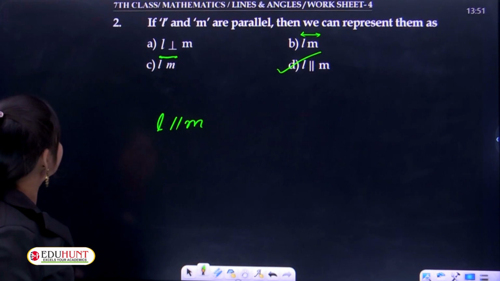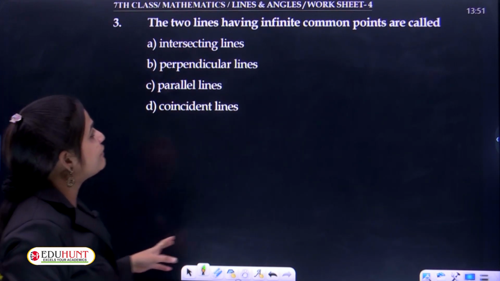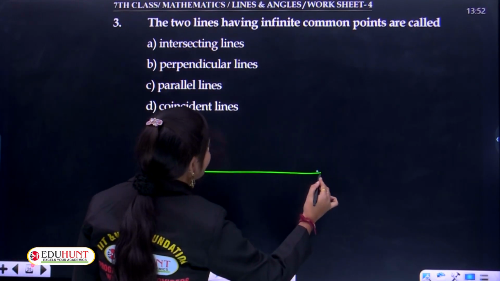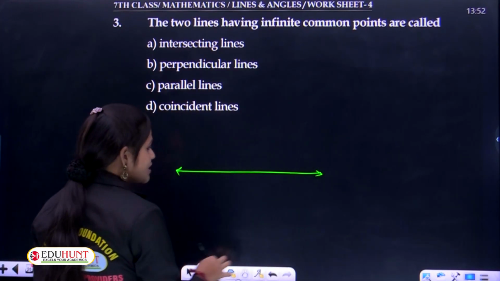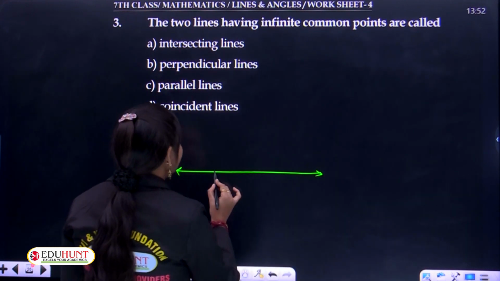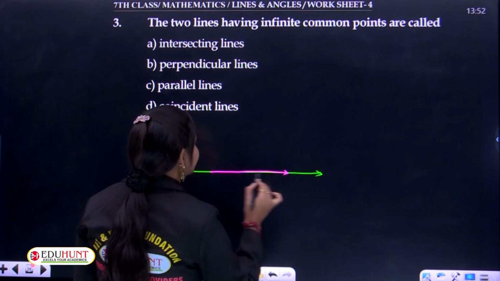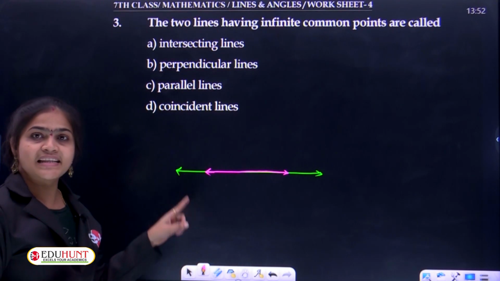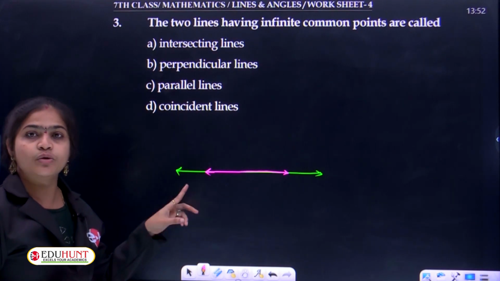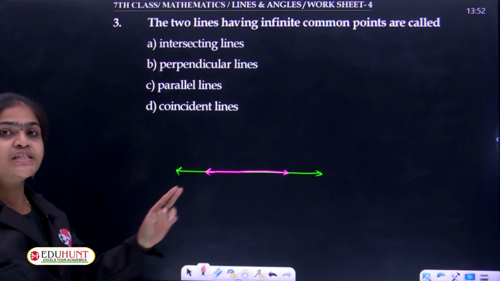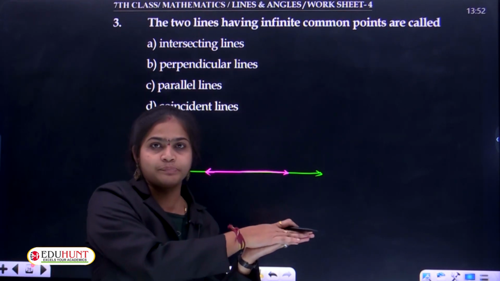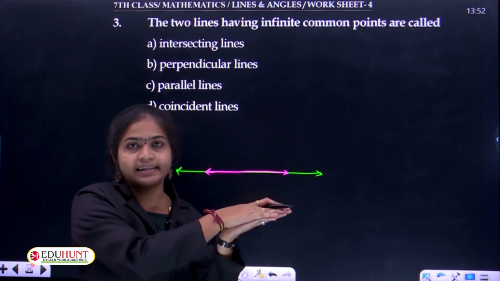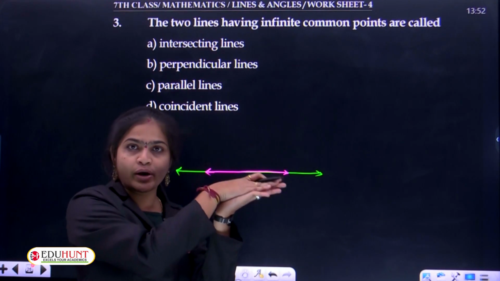Third one, the two lines having infinite common points. Infinite common points means these two lines lie on each other, infinitely many points. Which means these two lines are coincident lines. Two coincident lines means two lines overlapped on each other. Here this is one line and this is another line. These two lines are overlapped on each other, so there are infinitely many points.